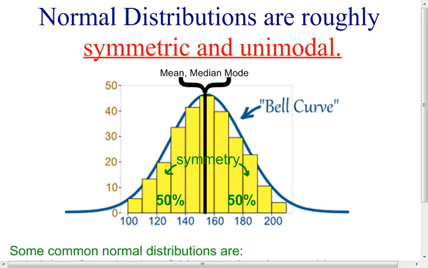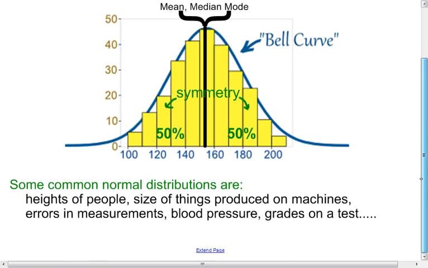Now we know, because we don't always have perfect distributions, that that's not going to be exactly right every time, but it is a good model that we will use lots and lots to make some assumptions about our data. Okay? Normal distributions are really, really common in the real world. If you look at the heights of people, the size of things produced on machines, errors in measurements, blood pressure, grades on tests, all that kind of stuff, you will find that they fit into a normal model. Okay? Again, normal is symmetric, and it is also unimodal.